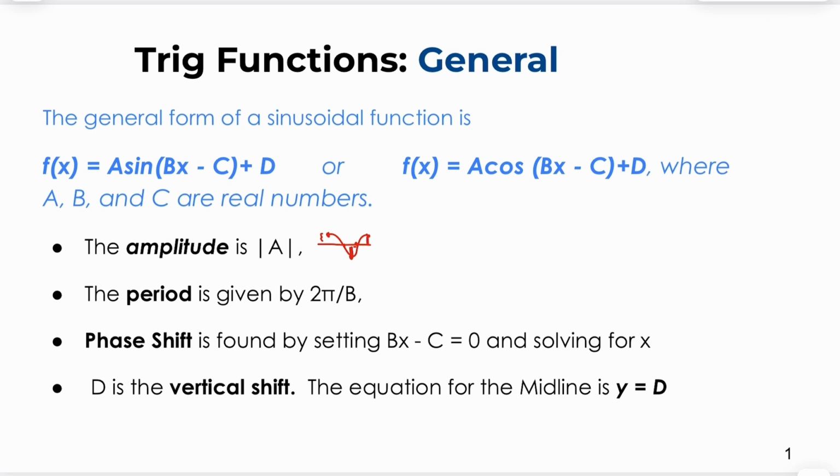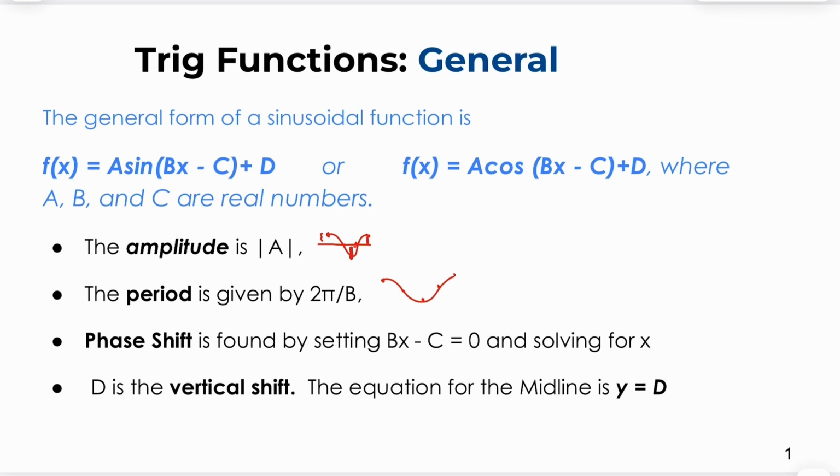The period is going to be the distance for kind of one cycle. This one's looking like it was a little horizontally stretched, but it's going to be 2 pi over b. Normally it's 2 pi, but if it's been horizontally stretched or condensed, it's going to be different.